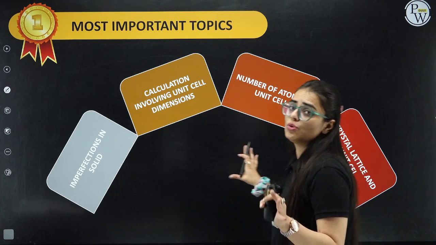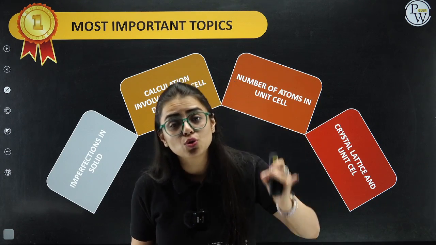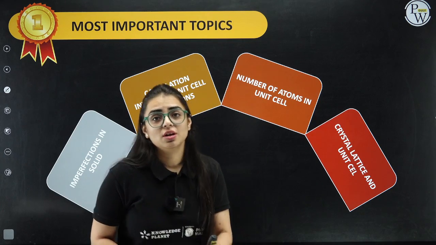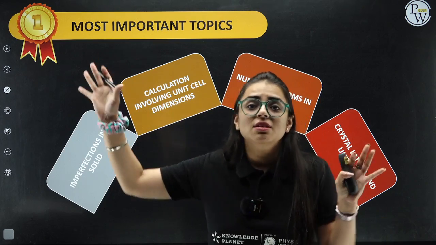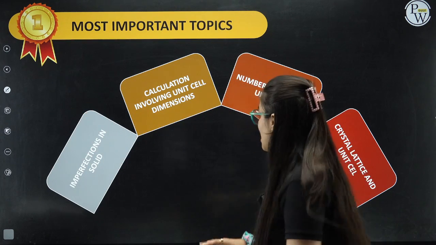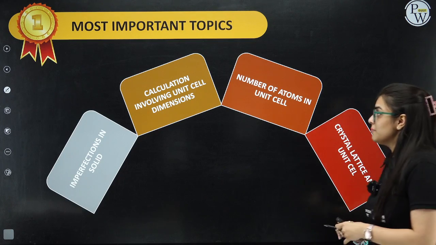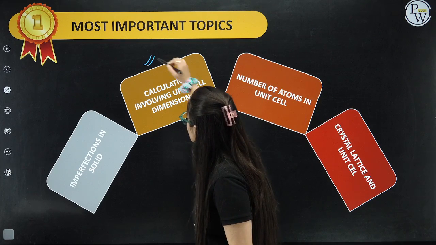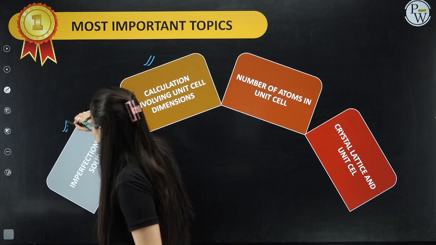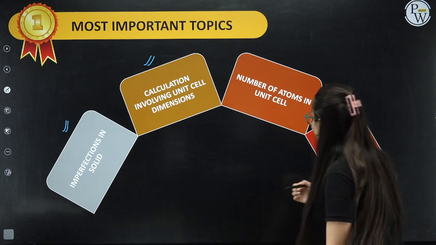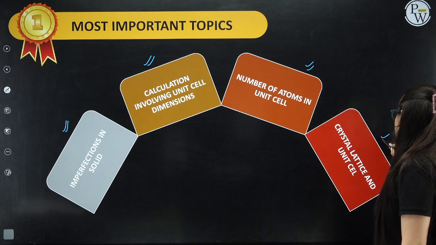These are the most important topics that you students have to do before going on to the examination. You don't have to skip these topics, repeating again and again. Why? Because for so many years, maximum questions have been asked from these topics. The maximum questions are asked from calculations involving unit cell dimensions. Then questions are asked from imperfections in solids. After that, you will observe questions from the number of atoms in a unit cell, and the last one is crystal lattice and the unit cell.